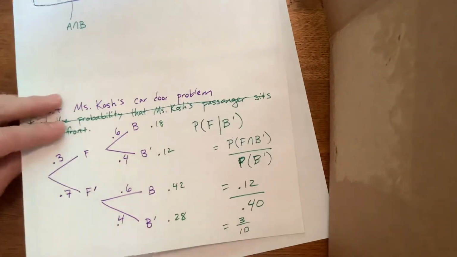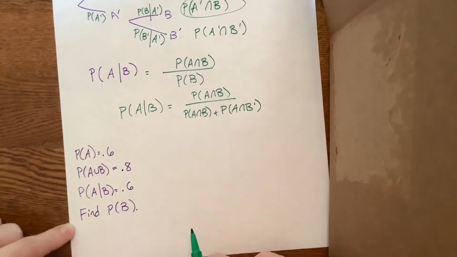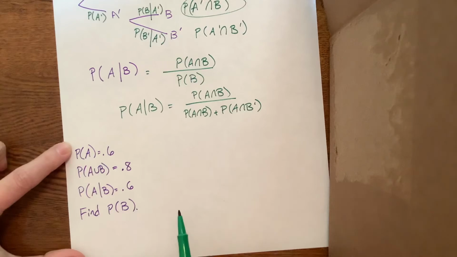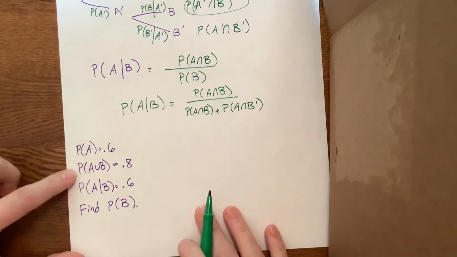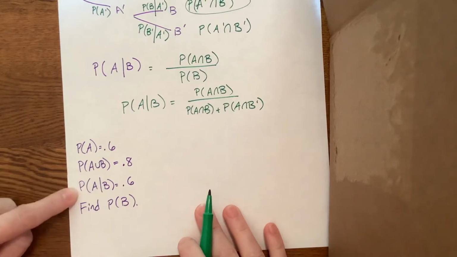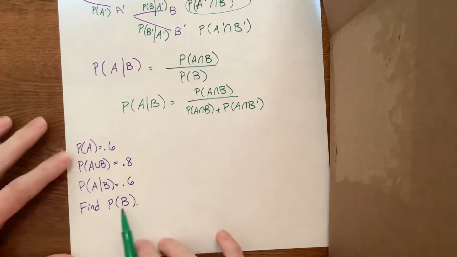They'll come up with better problems for you to practice. Sorry about that. Let's look at this one really fast. They tell us that the probability of A is 0.6. The probability of A union B is 0.8. The probability of A given B is 0.6. And then they want us to find this.